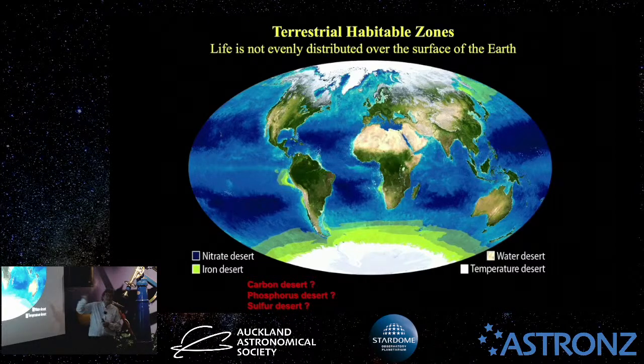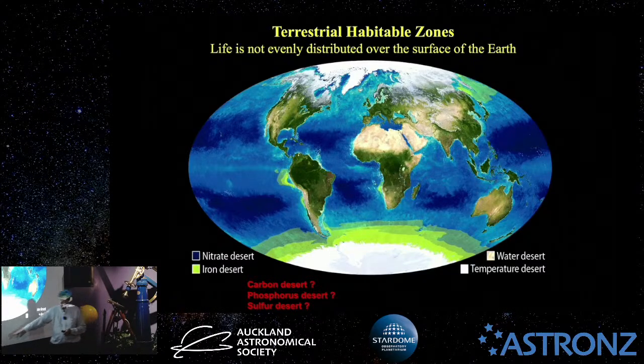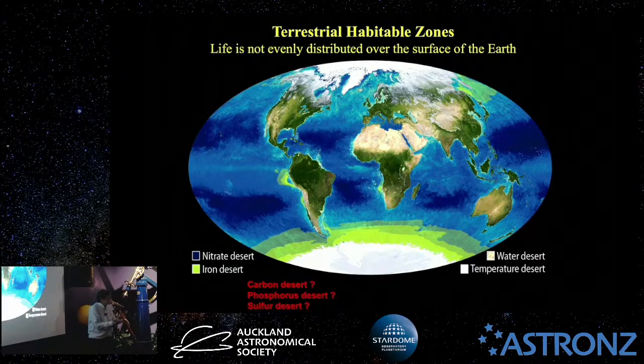But it's also a radial map too. This is only a surface map. In order to talk about a carbon desert, phosphorus desert, or sulfur desert, you need to know not just the two-dimensional surface of the Earth, you have to go radially as well, because sometimes at certain levels it's available and sometimes it's not. And so it's a three-dimensional desert map that you need in order to talk about the uneven distribution of life near the surface of the Earth.